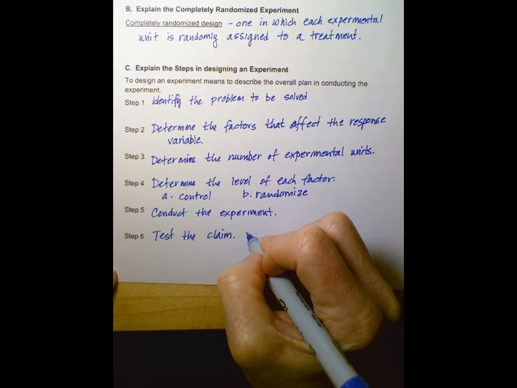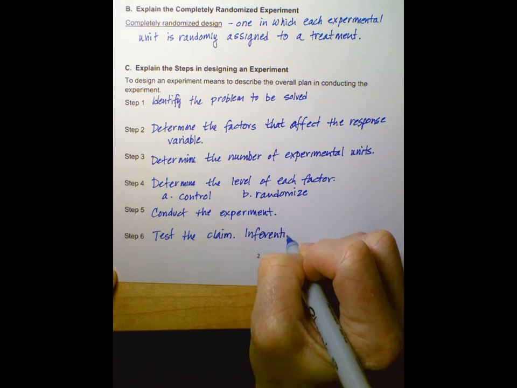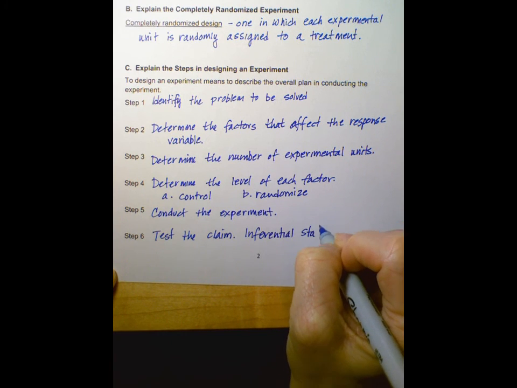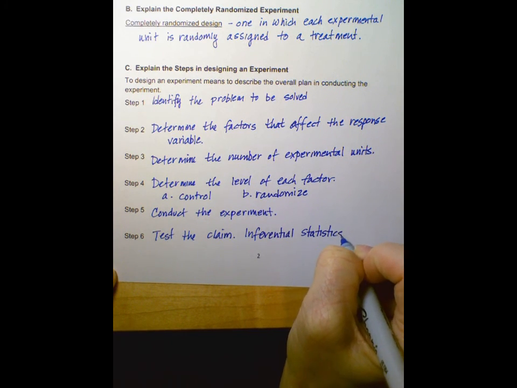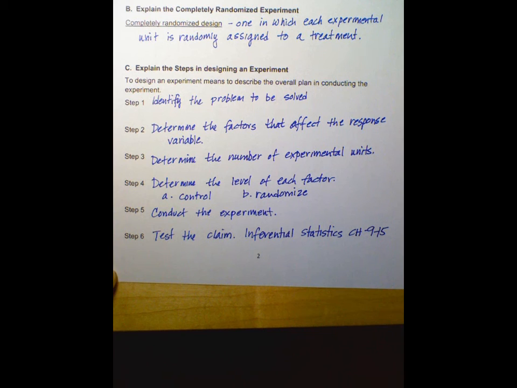This is what we're doing here is inferential statistics that we will see in chapters 9. In our book, it's chapters 9 through 15. We're not going to cover all of those, but that's where it is in the material for our course. So those are the steps for designing an experiment. And we will move on to part D in the next video.